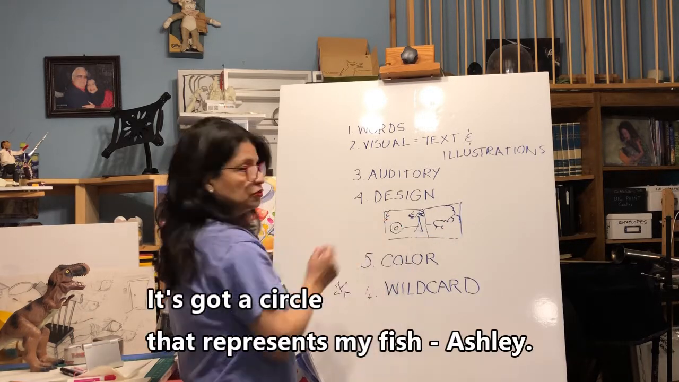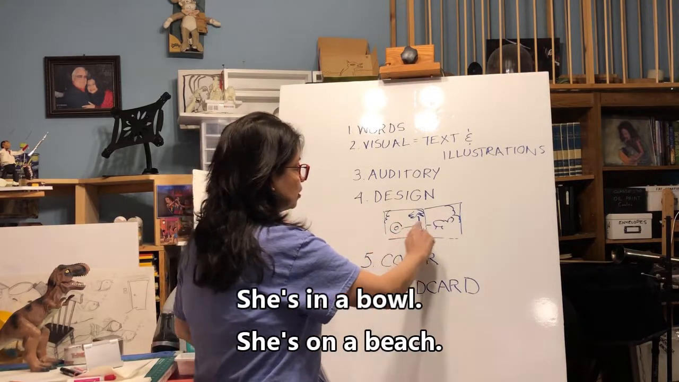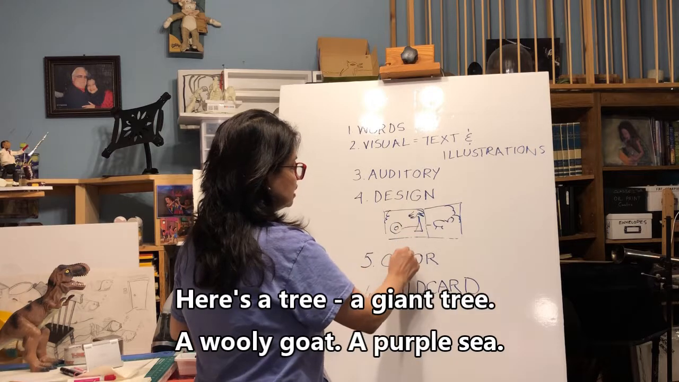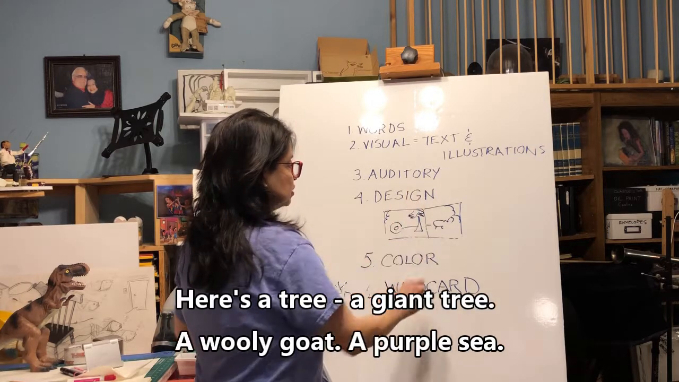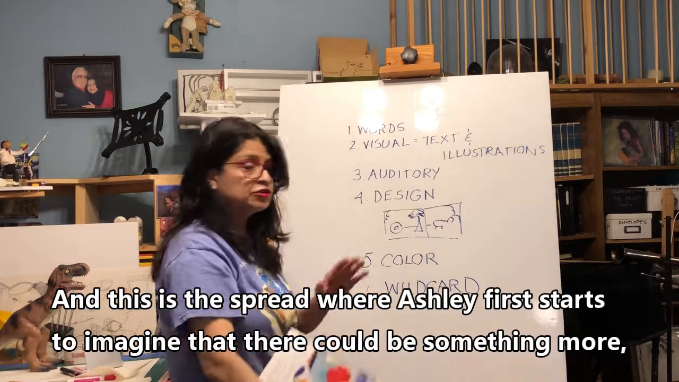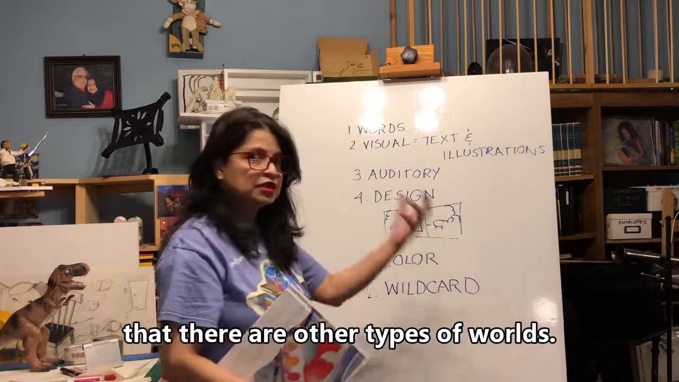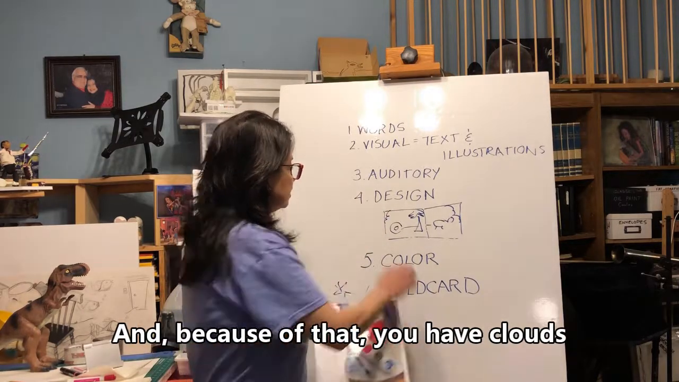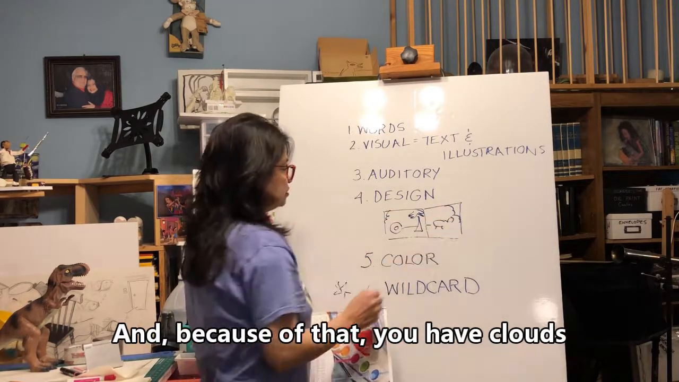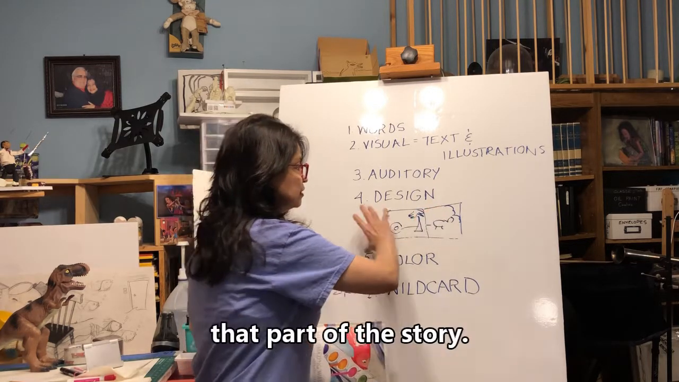It's got a circle that represents my fish, Ashley. She's in a bowl. She's on a beach. Here's a tree, a giant tree, a woolly goat, a purple sea. And this is the spread where Ashley first starts to imagine that there could be something more, that there are other types of worlds. And because of that, you have clouds, and you can kind of see that part of the story.